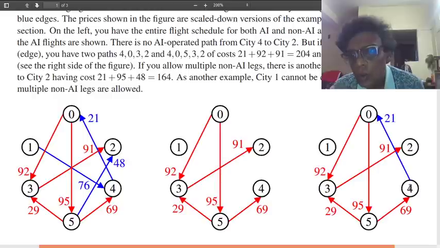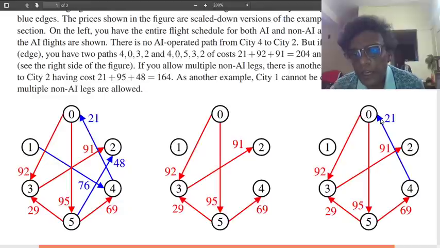Okay. So for example, if I add this single leg 4 to 0, then I discover, as given here, two paths from 4 to 2. One is like this, 4 0 5 3 2, another one is 4 3 2. And it turns out that the 40532 path costs something like 236, whereas the 4032 path costs 204. Why 204? 4 to 0 is 21, 4032 plus 92 plus 91. Yeah, that comes up to be 204. Okay. So you have to take that path.